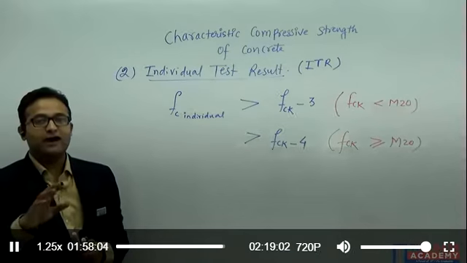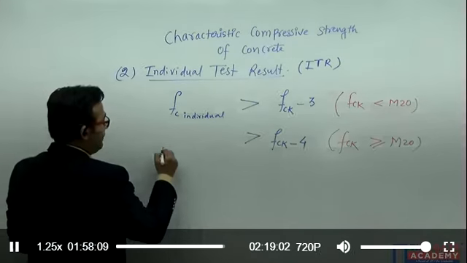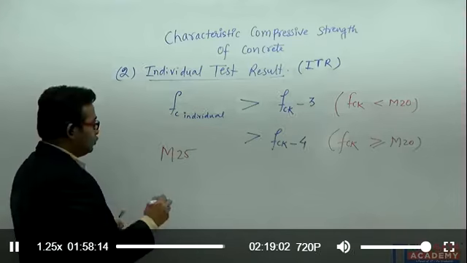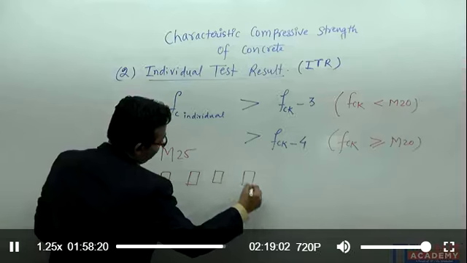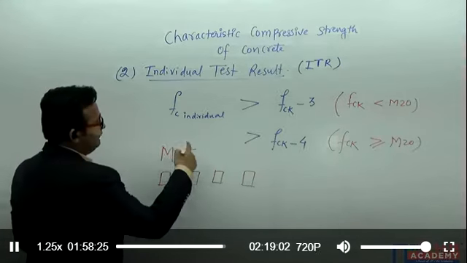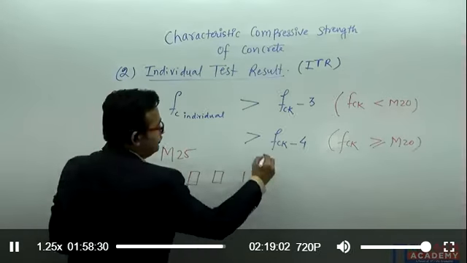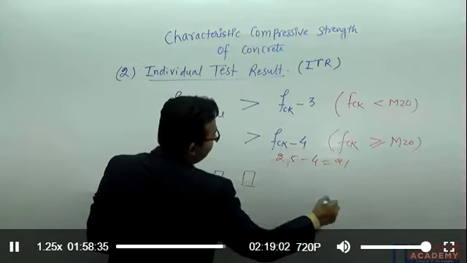Right? Suppose I have prepared M25 grade of concrete. So total 4 cubes I have prepared. 1 cube, second cube, third cube, and 4 cubes. So 25. See here you can put here for 25. I'll be using this FCK minus 4. So 25 minus 4 is equal to 21.